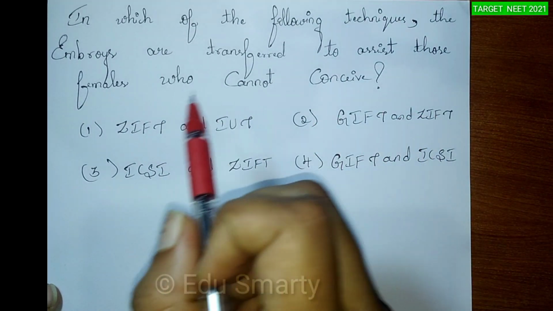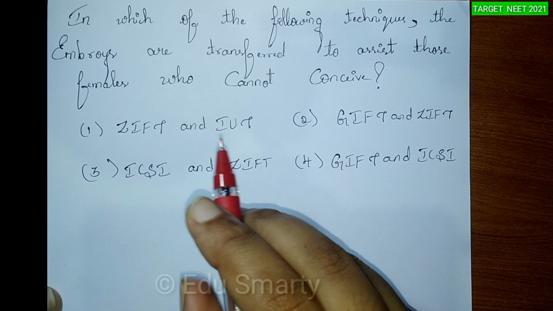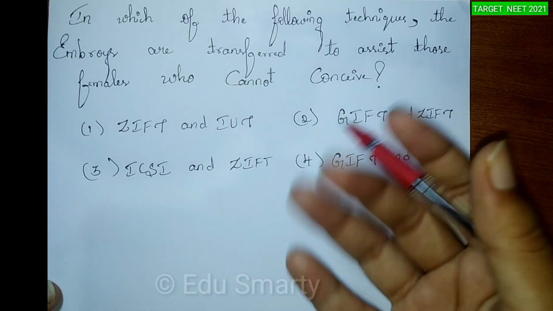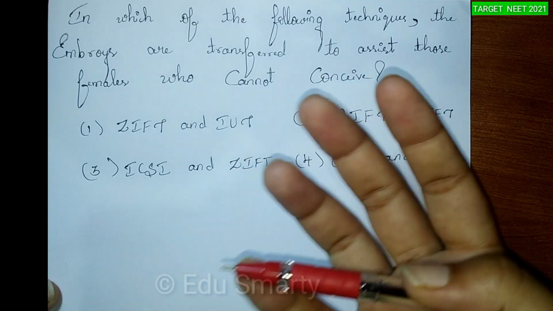Next question: in which of the following techniques are the embryos transferred to assist the female who cannot conceive? Here they have given some of the techniques that can be adopted for females who cannot conceive or who cannot have a baby.